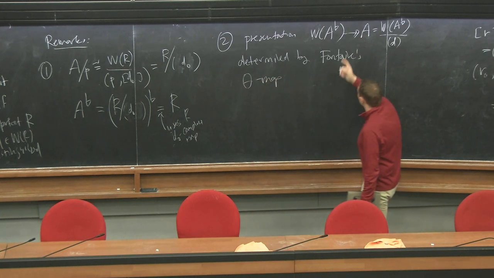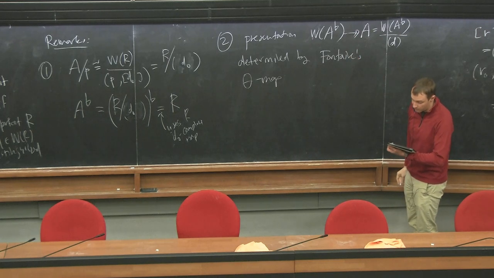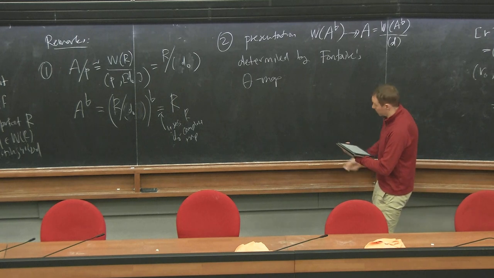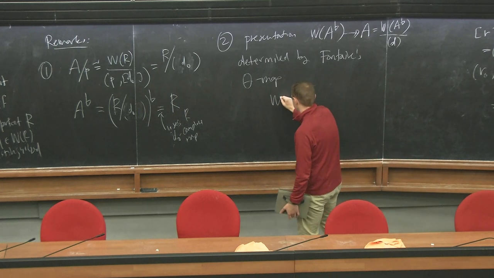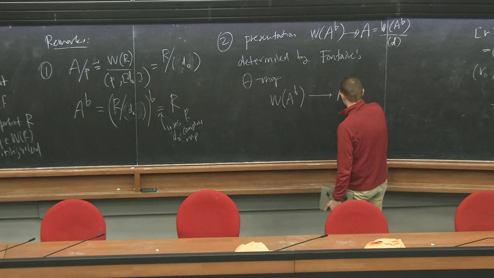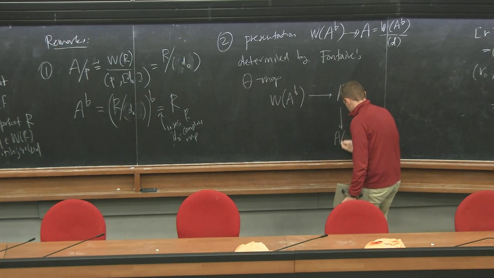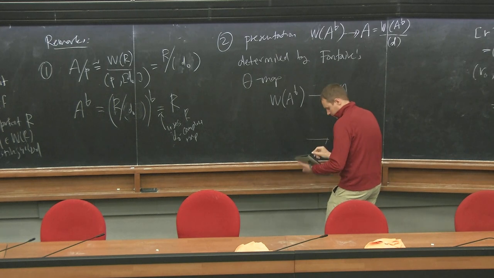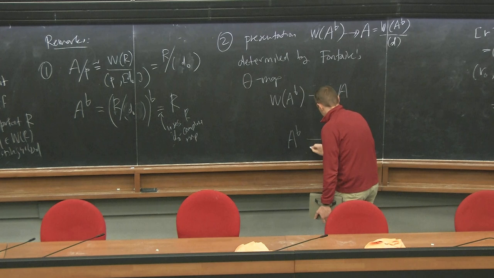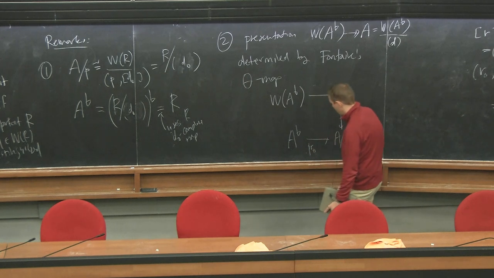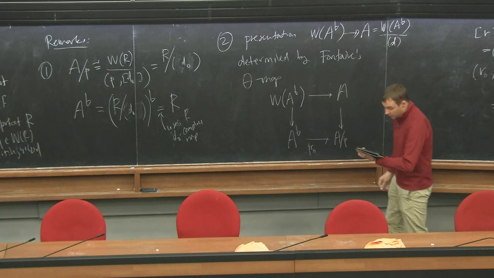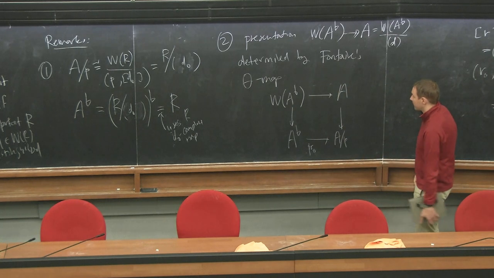Right, so I can tell you what that presentation has to be. It's determined by what's known as Fontaine's theta map. So what does that look like? I have a commutative square that looks something like this.